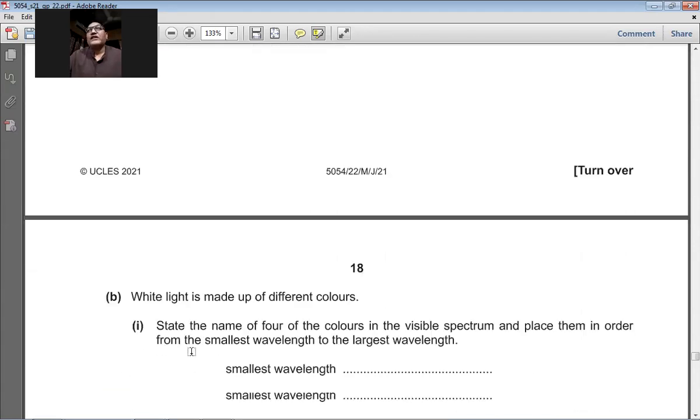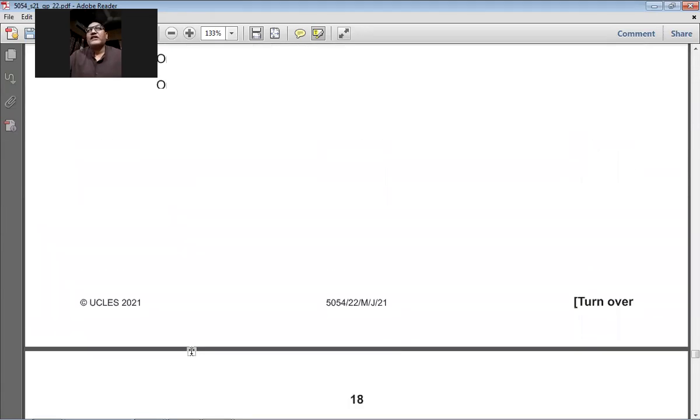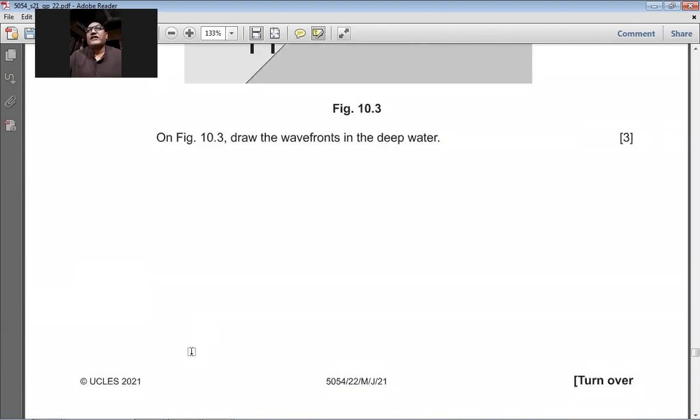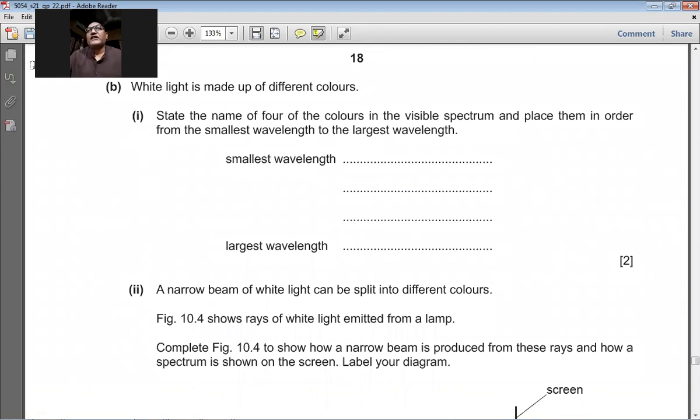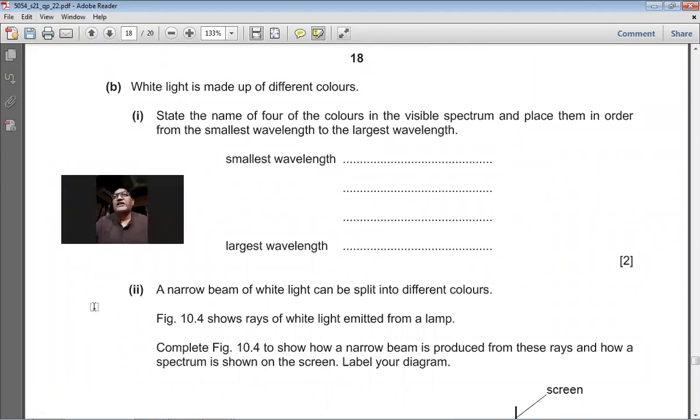We are done with this question number 10, and now we are at question number B part.